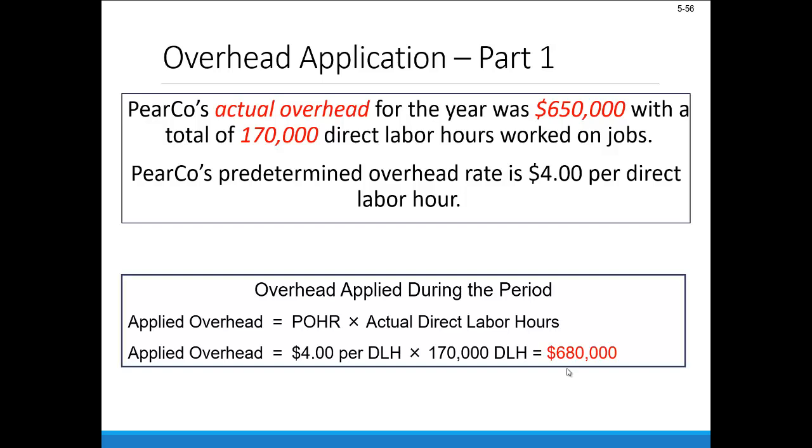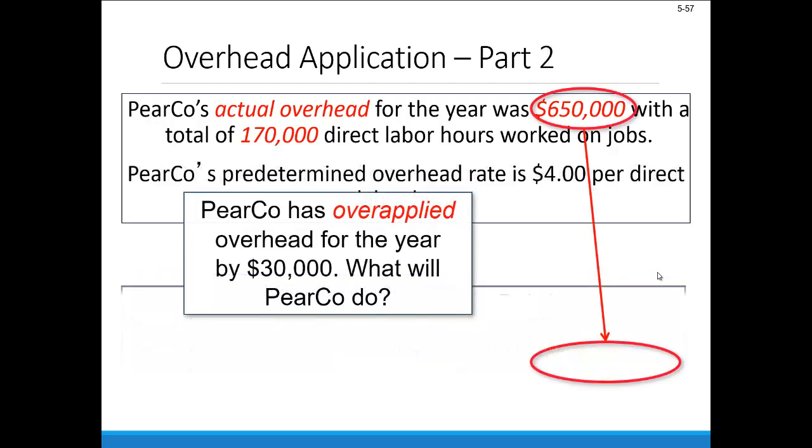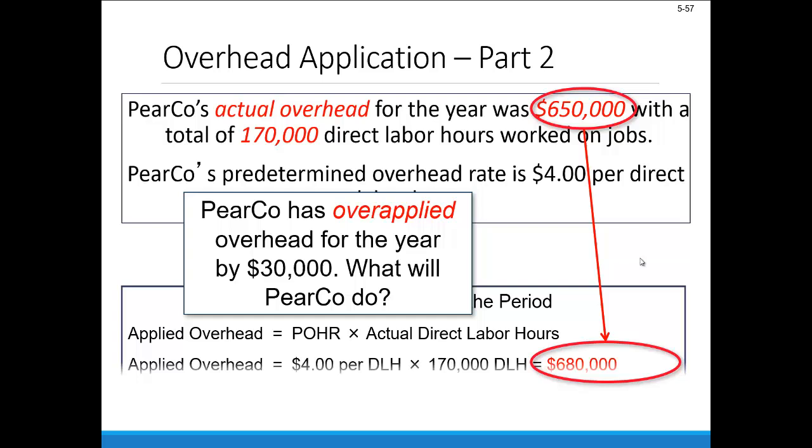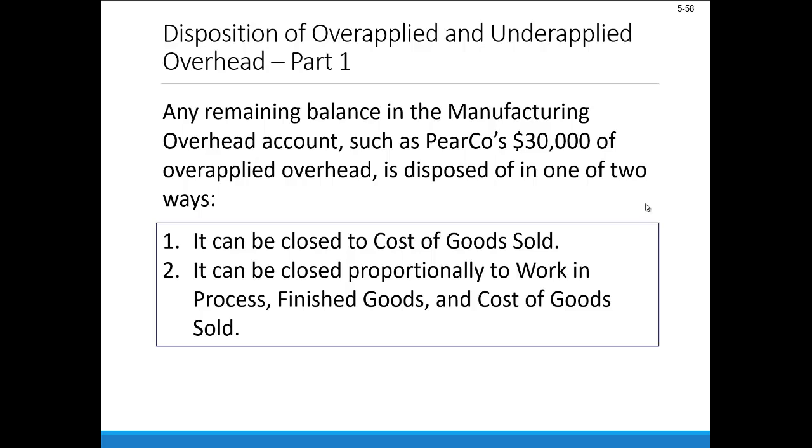We can already start to see where this is headed, right? Applied overhead is 680,000. Actual overhead was only 650,000. So we are overapplied by the difference, by $30,000. 680,000 minus 650,000. So overapplied by 30,000. What are we going to do?